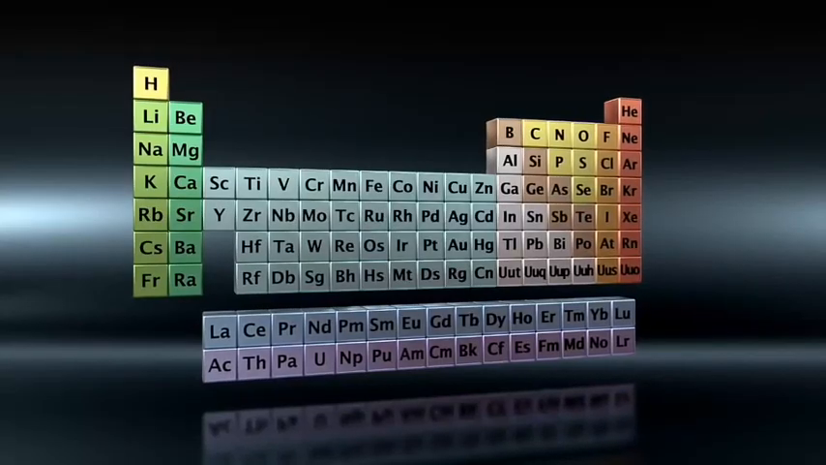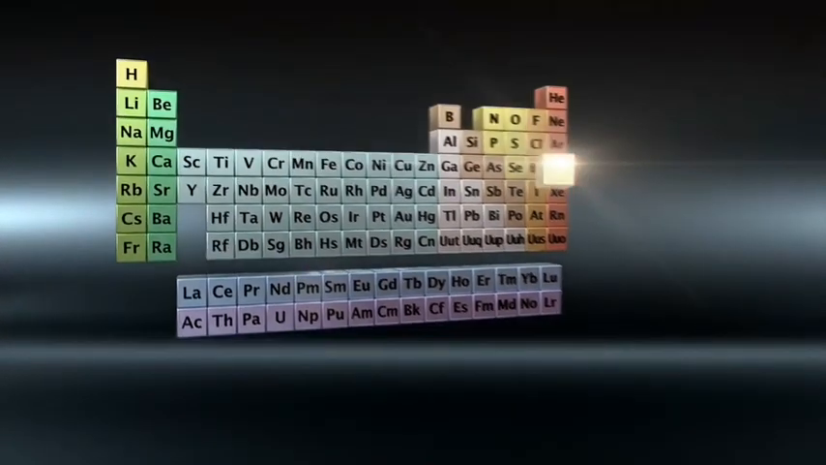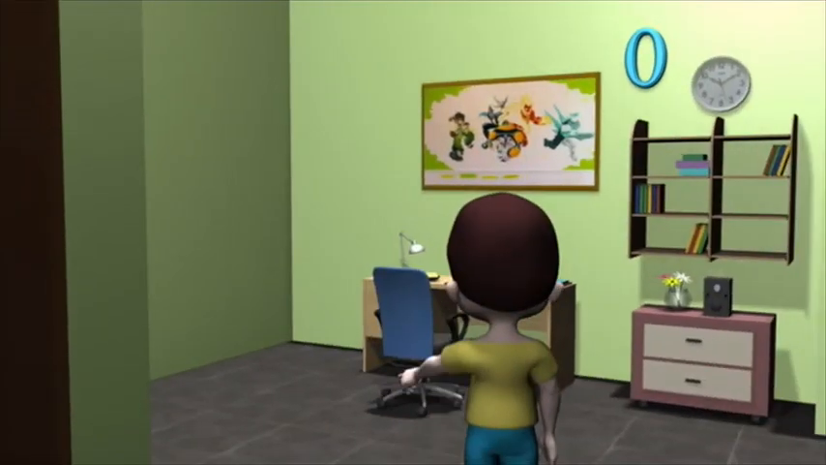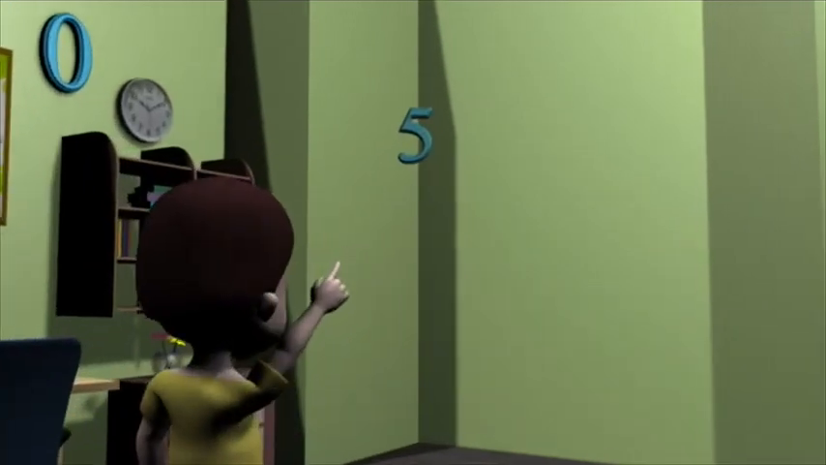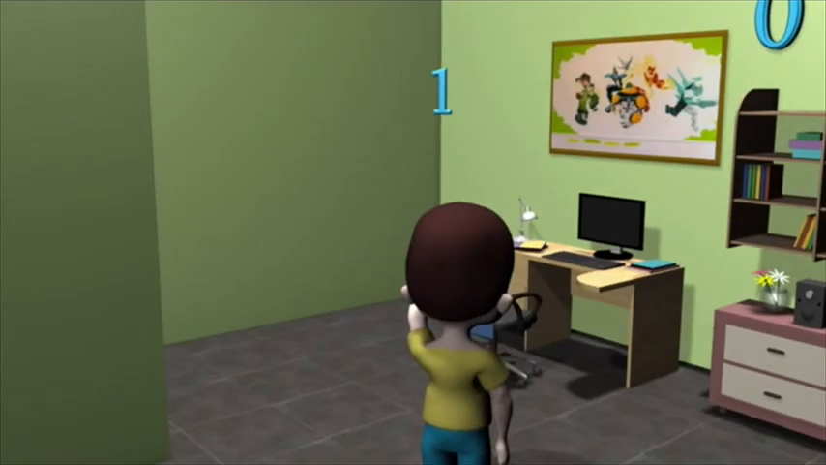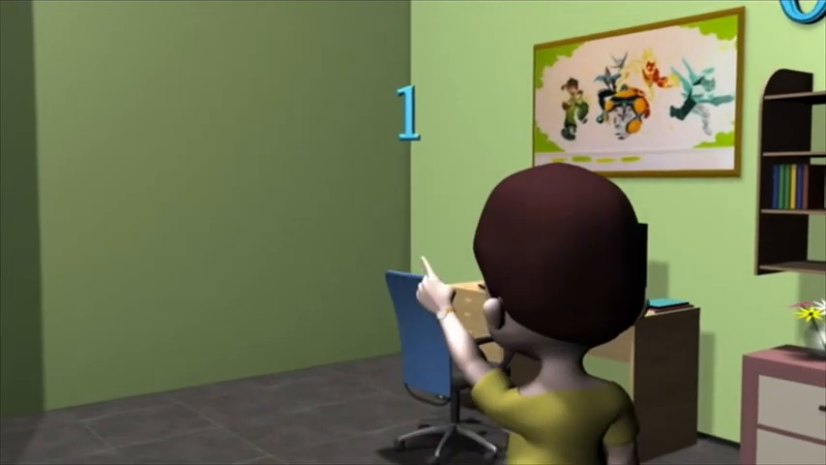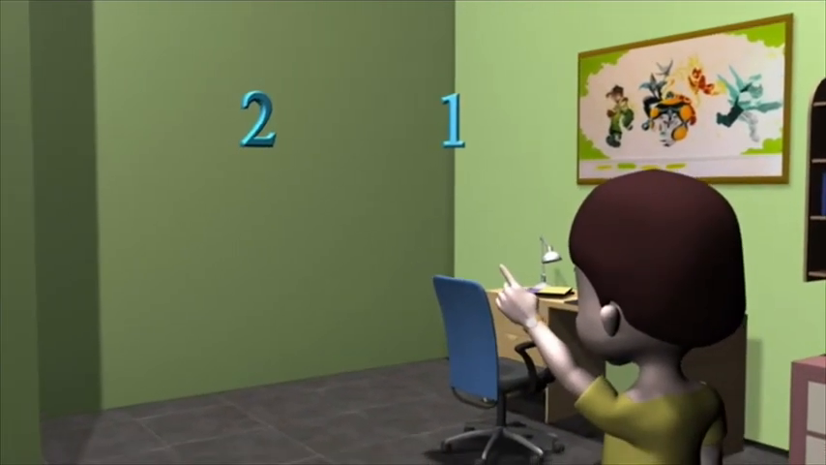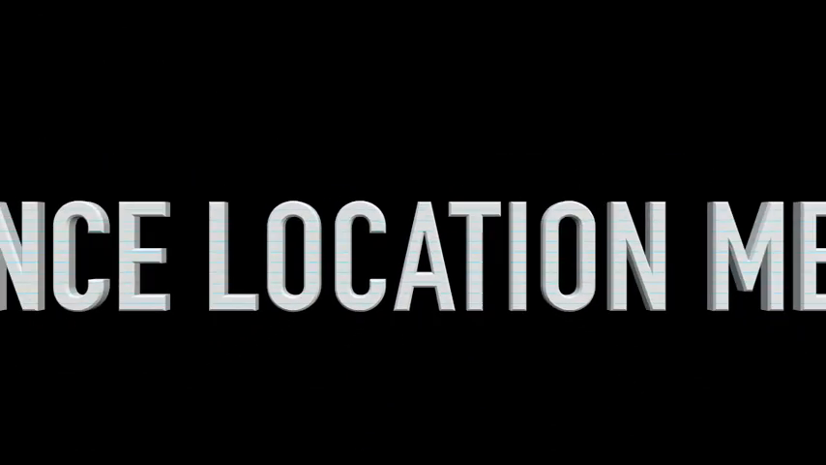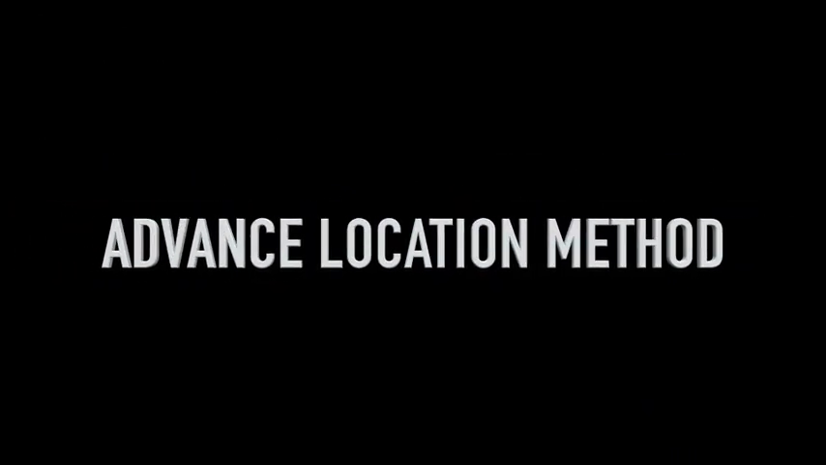Now, let us check out the locations in the periodic table. Earlier, we discussed the positions of numbers like 0, 1, 2, 3, 4, 5, 6, 7, where 0 is the entry point, 1 is the left side nearest corner, 2 is the left side center of the room, and so on. We can use the advanced location method to remember point-wise answers to any question. Let us check out how we can remember.